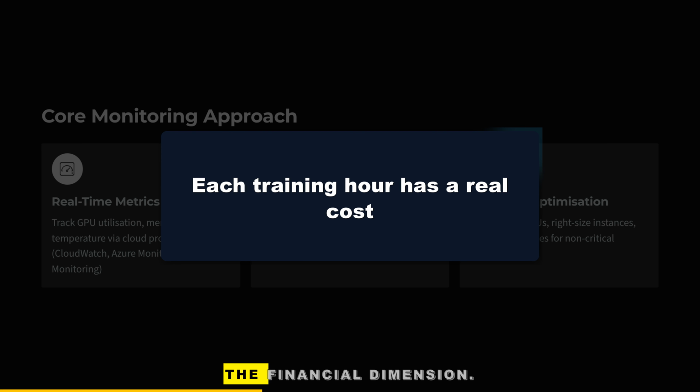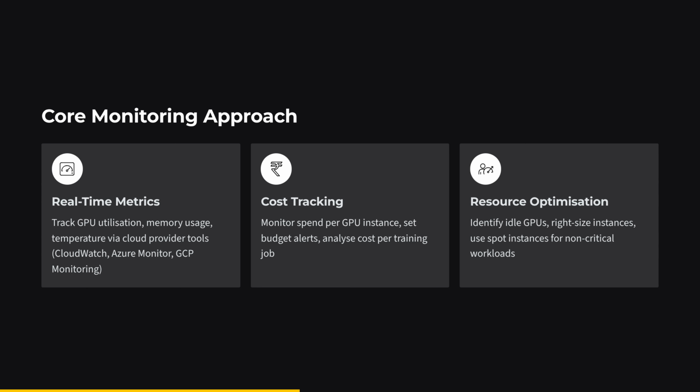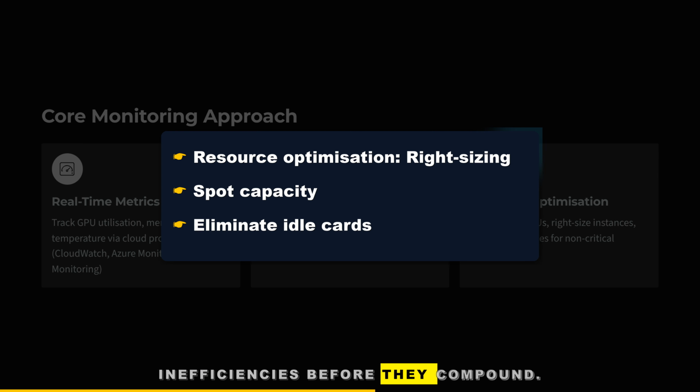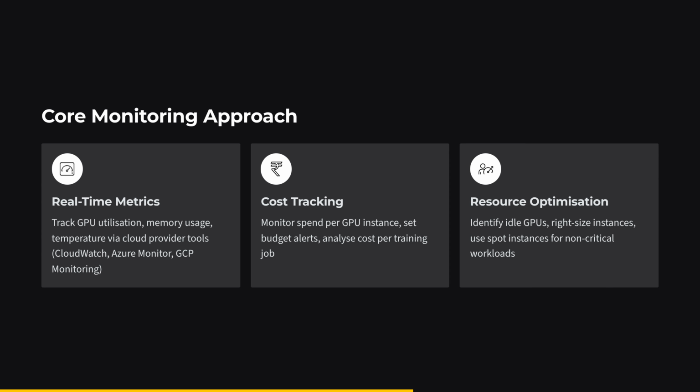Cost tracking adds the financial dimension. Each hour of training carries a real price, and any slowdown quietly raises that number. Watching cost beside performance helps you spot inefficiencies before they compound. Resource optimization ties the picture together.